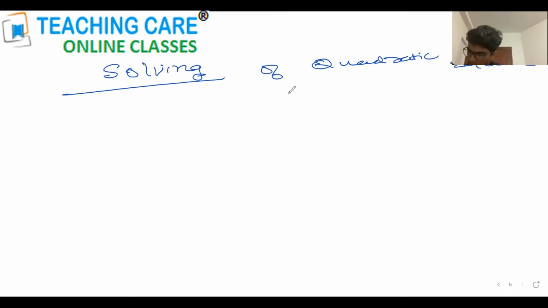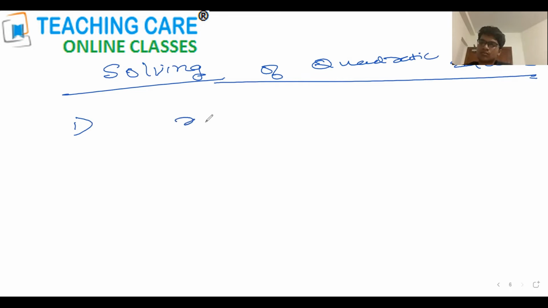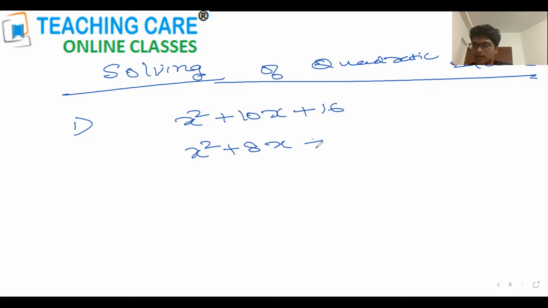Before solving, we will discuss one question where we can apply splitting so that it will get revised and then we will move to solving it. For example, if we have x squared plus 10x plus 16, how will you split the middle term and make the factors out of it? So x squared plus 8x will be one part and 2x plus 16 will be the other part.